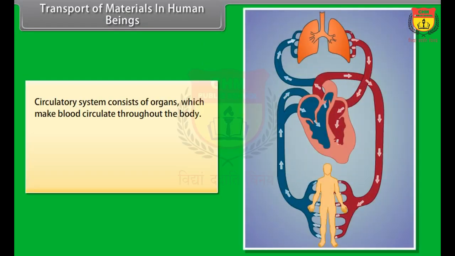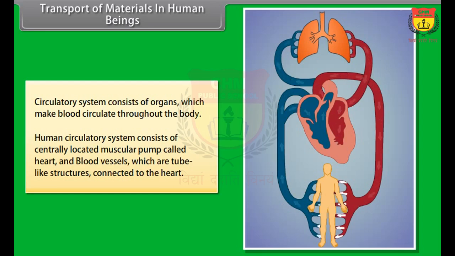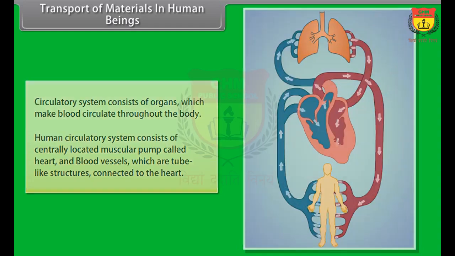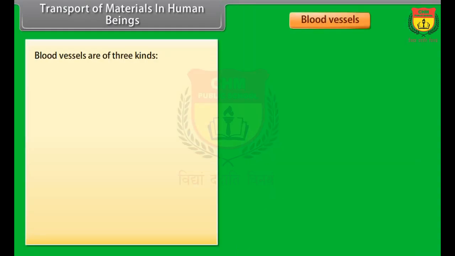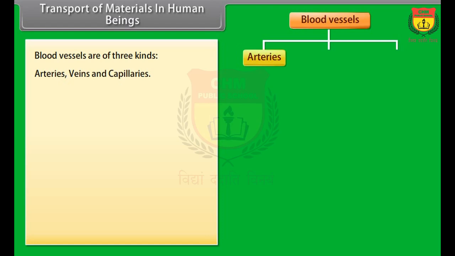Circulatory system consists of organs which make blood circulate throughout the body. Human circulatory system consists of centrally located muscular pump called heart and blood vessels, which are tube-like structures connected to the heart. Blood vessels are of three kinds: arteries, veins, and capillaries.